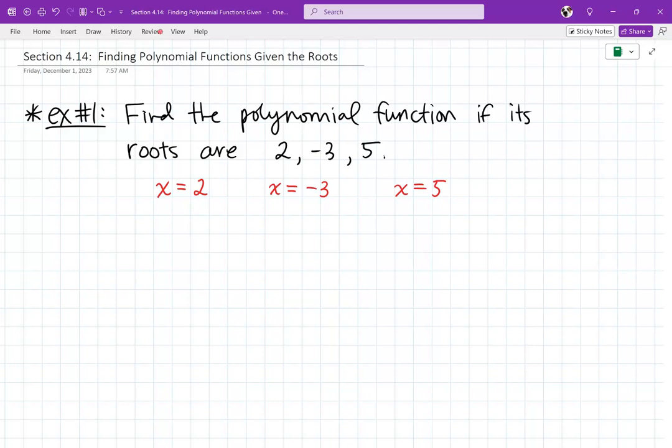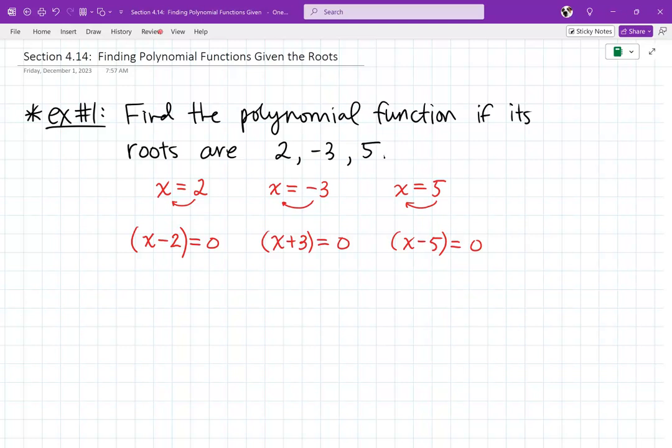So for me to get x equals 2, if I move the 2 over to the other side, I get x minus 2 equals 0. And I'm going to do this. For the other ones, I'm going to move the -3 over. I get x plus 3 equals 0. And I'm going to put that right there. And then for this last one, I'm going to move that 5 over. I get x minus 5 equals 0. Do you guys remember doing that? Like getting each factor, setting it equal to 0?